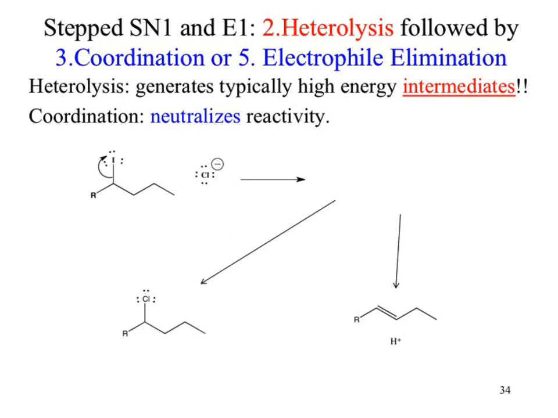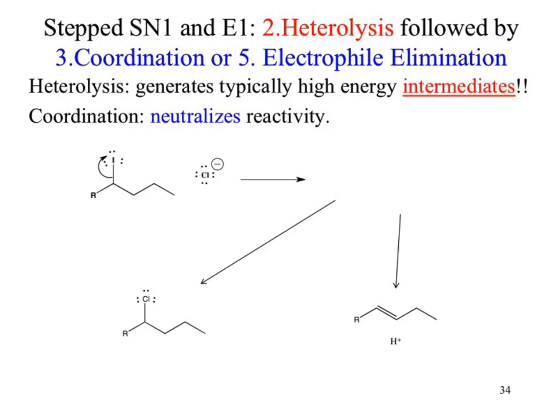Okay. The stepped mechanism, SN1 and E1, both of them start with heterolysis. We break the bond first, then we follow that up. We either follow that up with a coordination, in which case we're doing a substitution, or we follow it up with what Carty calls an electrophile elimination. Okay? The elimination is a key off that we're forming a pi bond. The electrophile hint of that is that we're kicking off a positively charged species. Okay? Because it is positively charged, it can be classified as an electrophile.